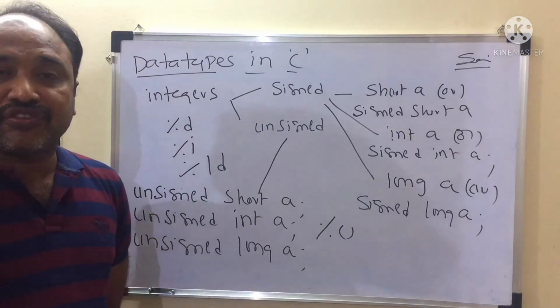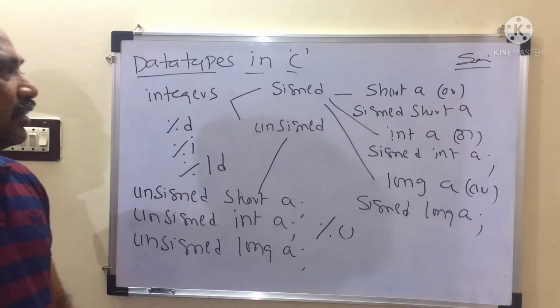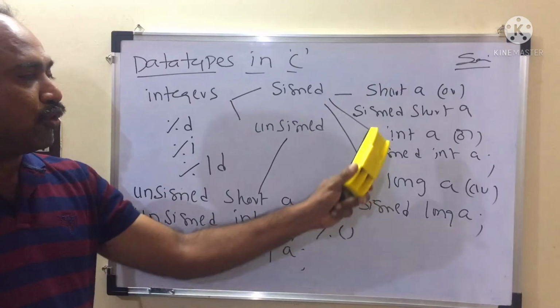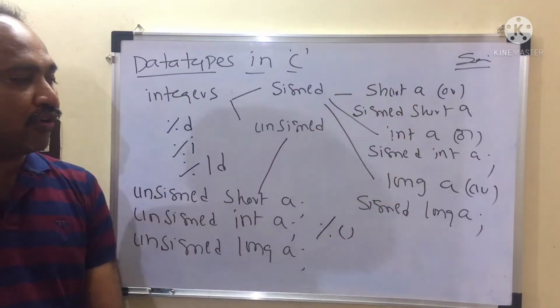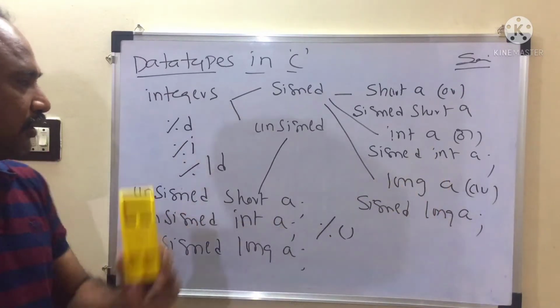Now some of you may get one doubt. Sir, to work with integers we already have short, then why do I have to use int? Already we have short and int, then why do we have to use long?